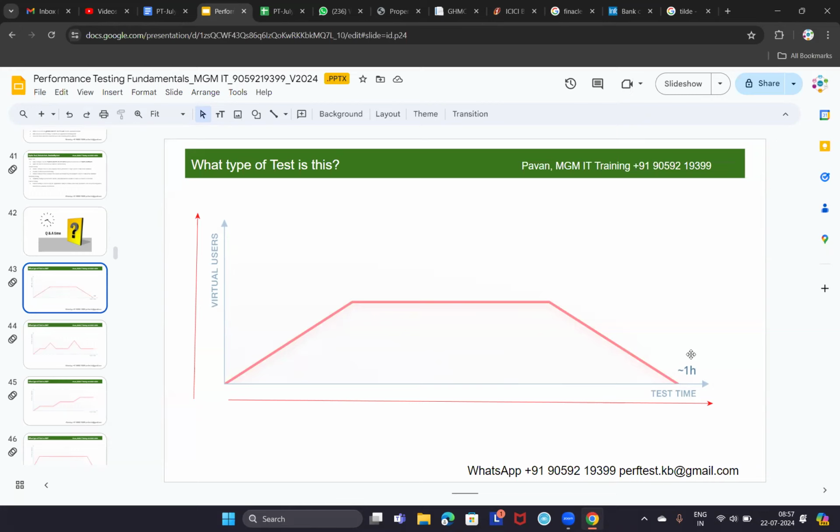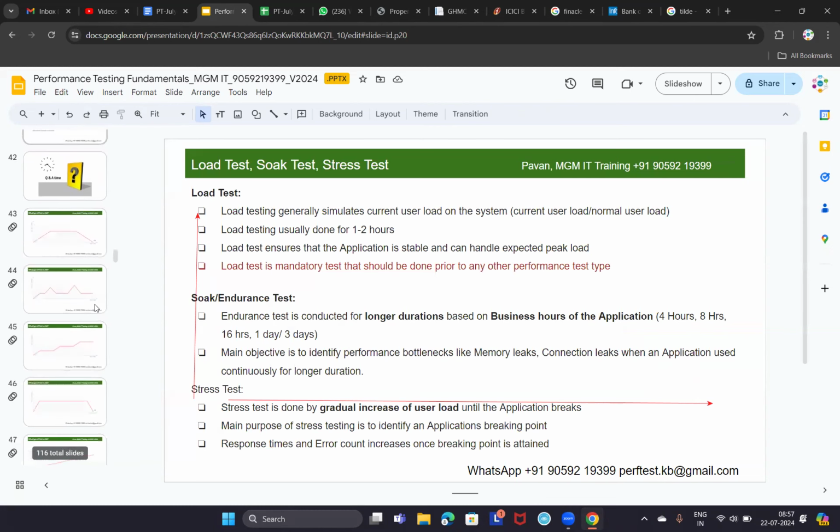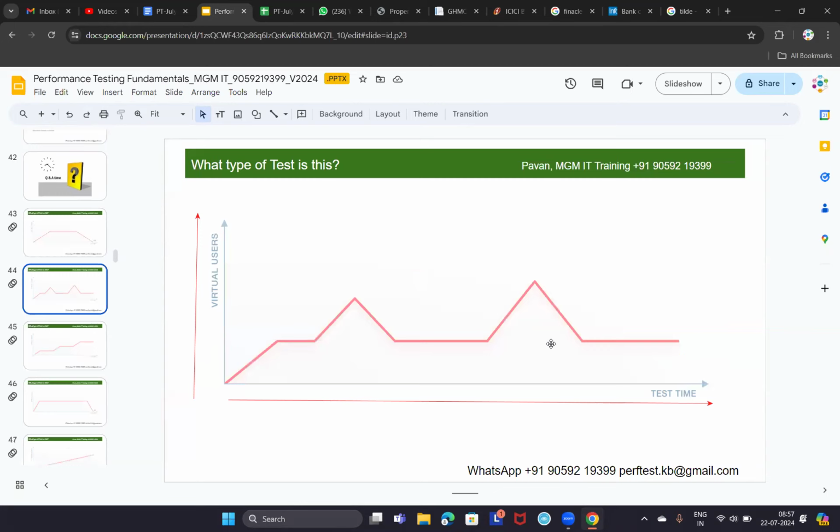Because a load test is something we do for 1 to 2 hours, as we discussed just now. Guys, I want everyone to participate, please. What type of test does this graph best represent? Spike testing, exactly. This graph best represents a spike test. Observe here, there are sudden spikes for a shorter duration, two spikes.